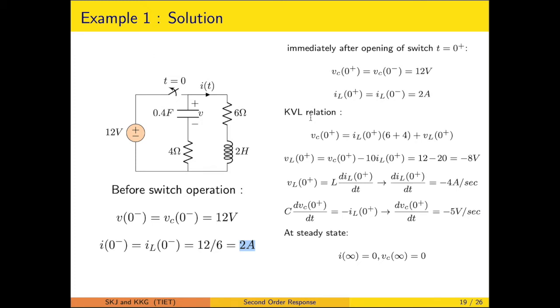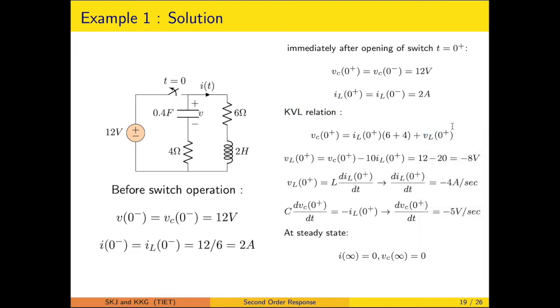Now the switch is opened. Corresponding to this, these will be the voltage across the capacitor and the current through the inductor. However, the KVL relation suggests that the voltage around this closed path, or mesh, has to be 0. That suggests Vc0 plus is equal to the current through the inductor multiplied by the total resistance in the circuit plus the voltage across the inductor.